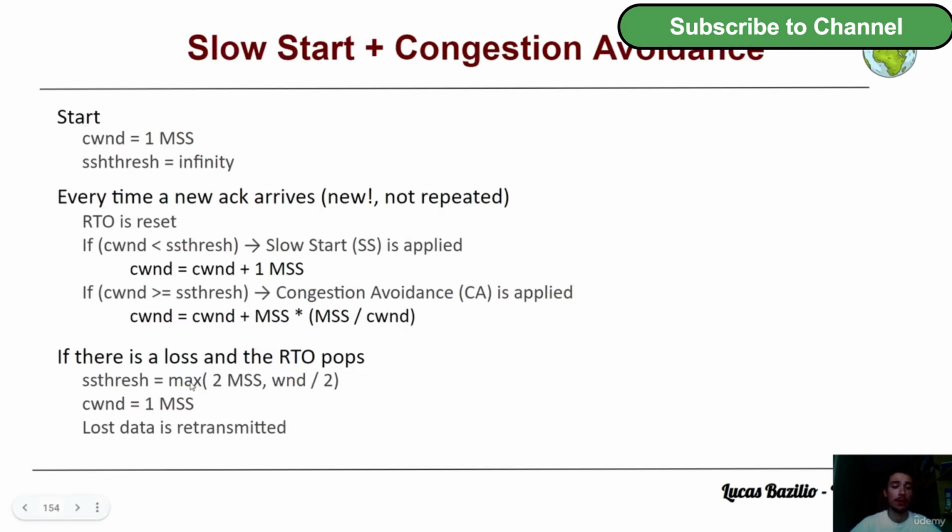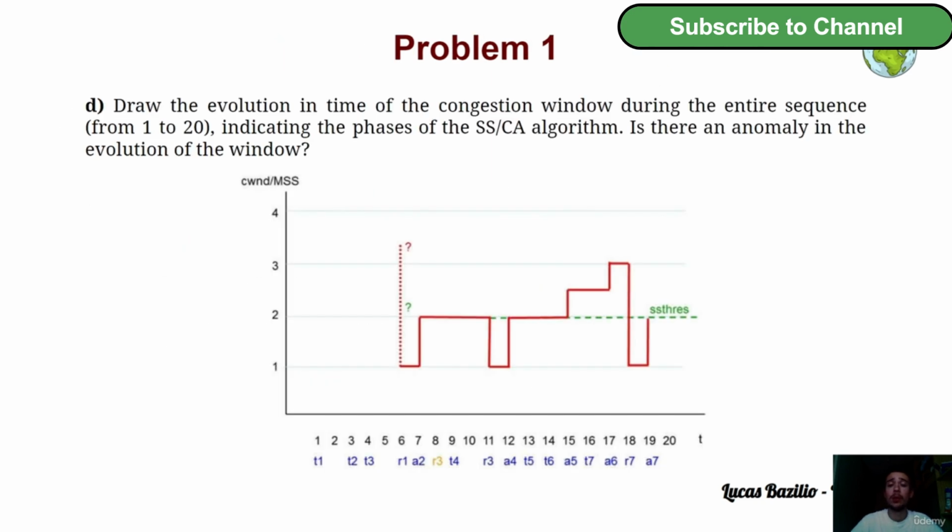So we are computing the threshold, the maximum between 2 maximum segment sizes and the value of the window, which is 2 divided by 2. This gives us 1. So the maximum between 2 and 1, what is it? It is 2. So the maximum is 2, and so the threshold is equal to 2 maximum segment sizes. So with this, we conclude that this is the value of the slow start threshold, okay, 2 maximum segment sizes.